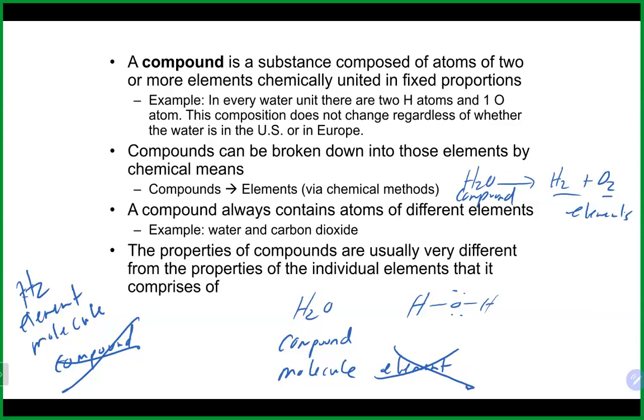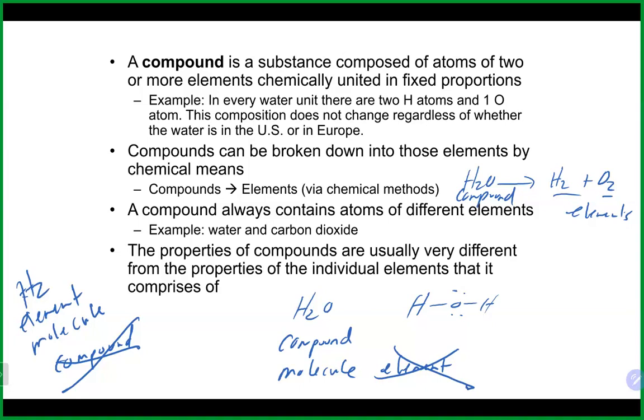A compound always contains different elements. So like water is H2O, carbon dioxide is CO2. Now, the properties of compounds are usually very different than the properties of the elements that make them up. So, for example, liquid water has very, very different properties than hydrogen gas and oxygen gas. Hydrogen gas, oxygen gas, kind of explosive. Water, not so much, right?